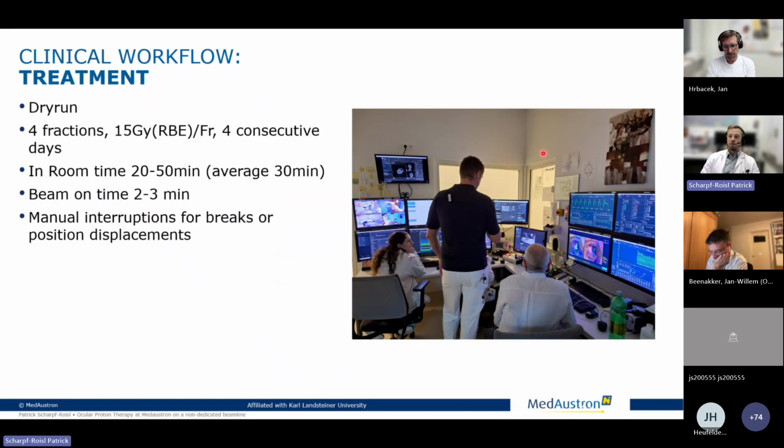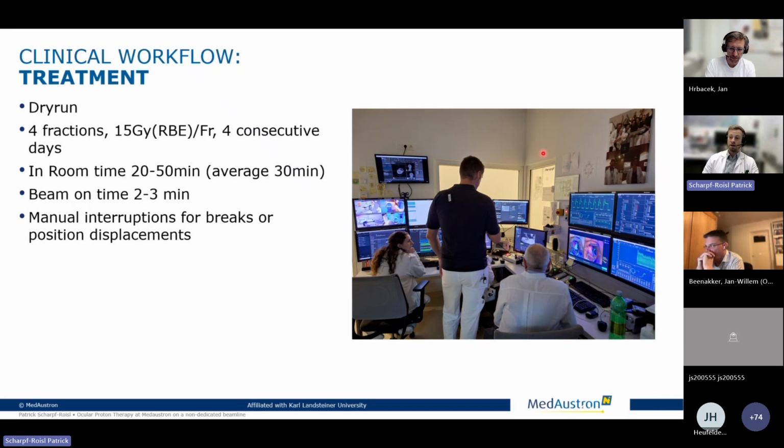How does our clinical workflow look like? So for treatment, we always have one dry run for the patient, where we first check the feasibility of the patient being able to reproduce the gaze that we had in the CT, or being able to look into the position in case we rotate the eye virtually, and then his ability to keep his gaze, and we check whether the eyelids are pulled from the field.